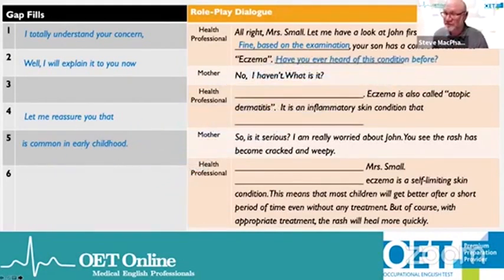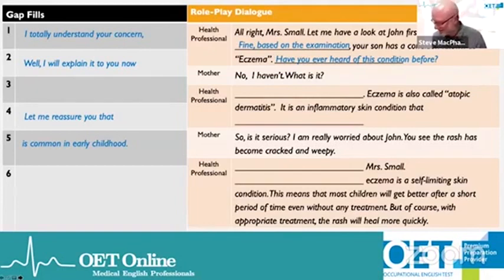Have you ever heard of this condition before? And the mother says, no, I haven't. What is it? What do you say? Do you say, let me reassure you? Do you say, I totally understand your concern? That wouldn't be right, would it? Do you say it's common in early childhood?